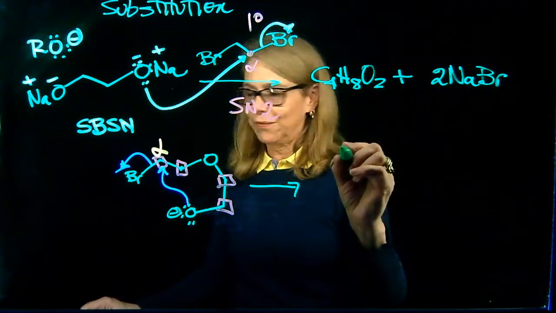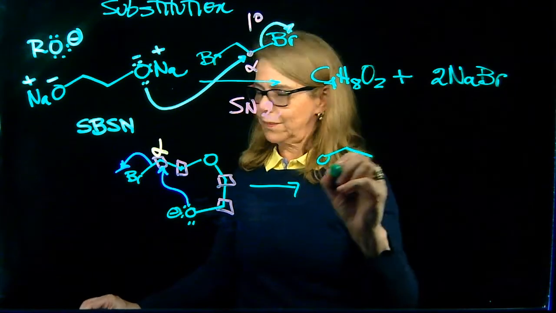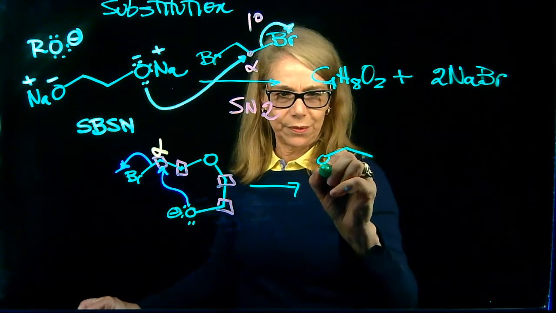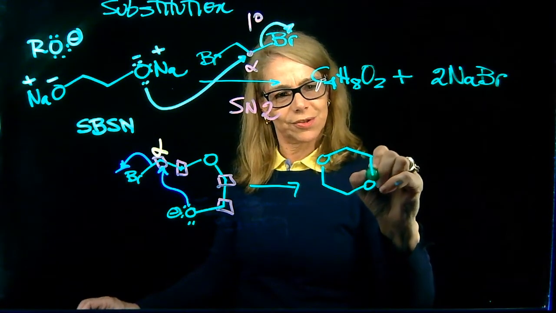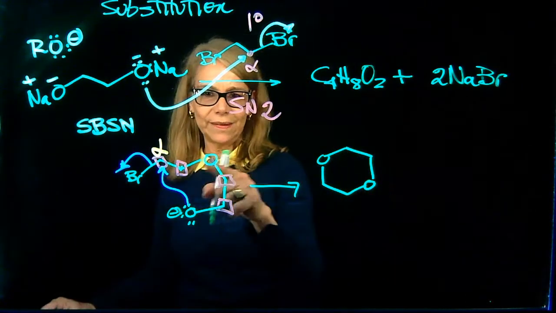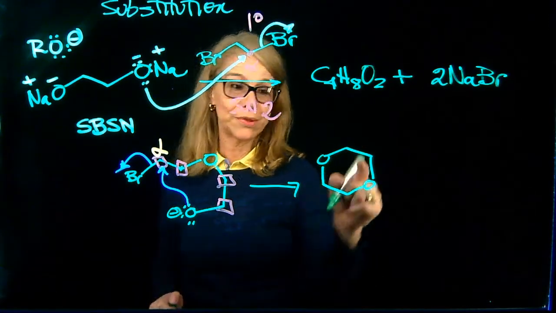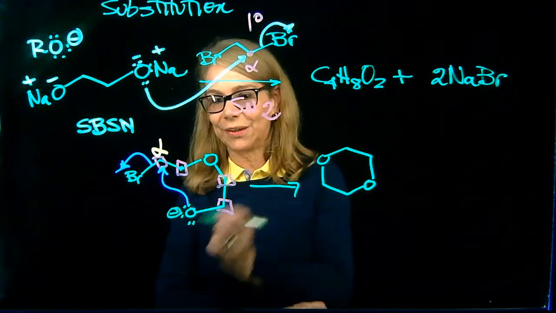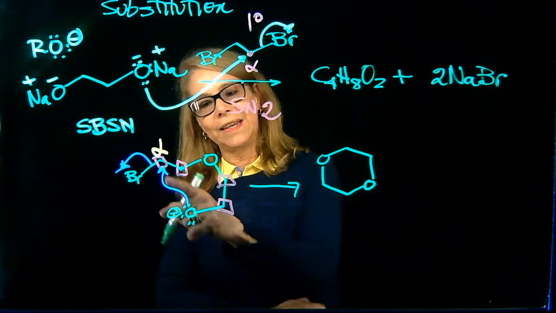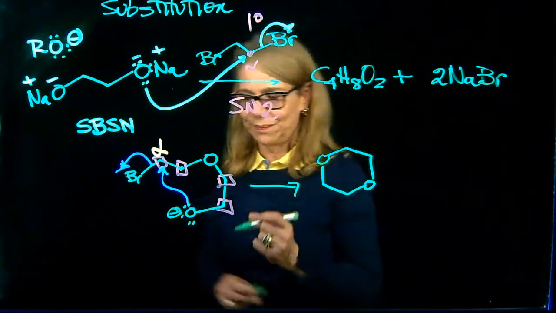Notice that I have 1, 2 carbons, 1, 2 carbons, and an oxygen. So notice these 2 carbons here and the other 2 carbons. So if you count, this is exactly the molecular formula of the product that we want. And in the second attack, we have produced the second molecule of sodium bromide.